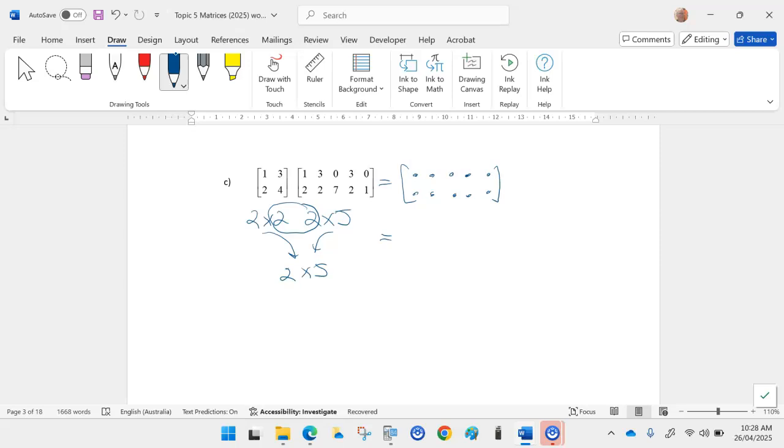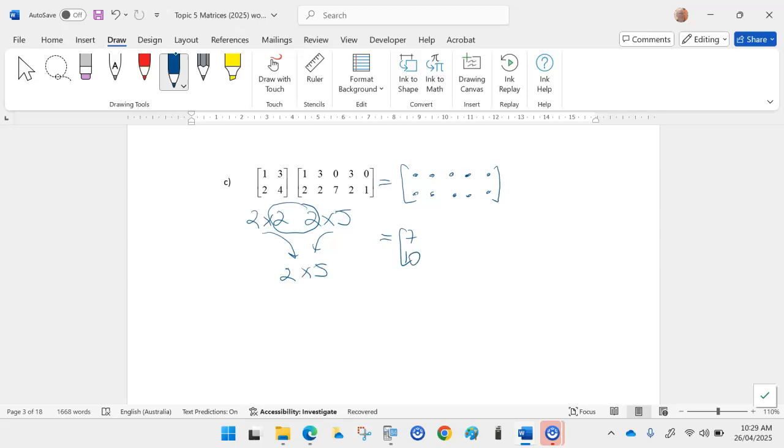Okay, first point will be the first row, first column. So that's 1, 3 by 1, 2. That will be 1 times 1 plus 3 by 2, which is 1 plus 6, which is 7. The number underneath this one will be second row, first column. So take the second row from my first matrix, multiply it through the first column of the second matrix. That's 2, 4 by 1, 2. That's 2 by 1, which is 2, plus 4 by 2, which is 8. That is 10.